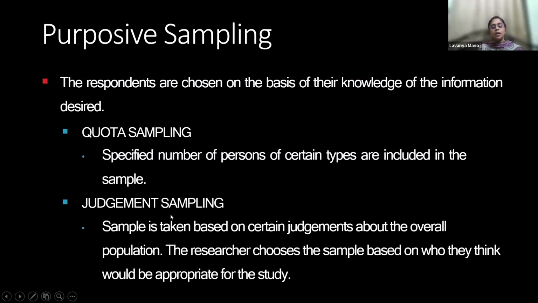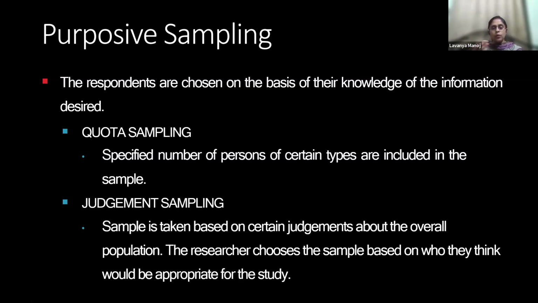And you have judgment sampling. The sampling is taken based on certain judgments about the overall population. That is, the researcher chooses the sample based on who they think would be appropriate for the study. So it is not just randomly going and sampling, but it completely depends upon the mindset of the researcher.